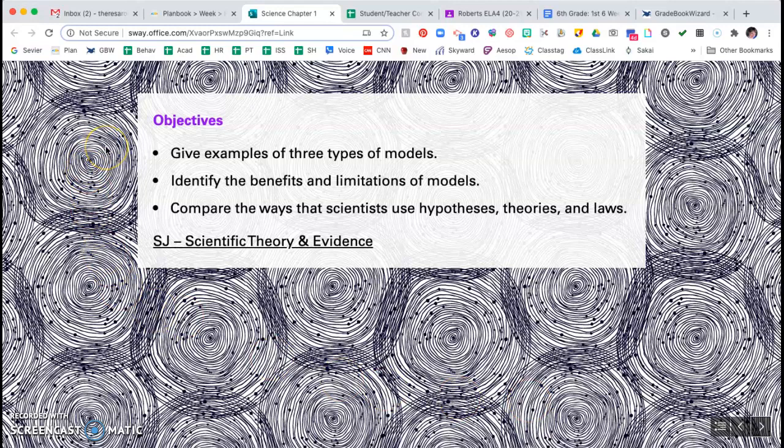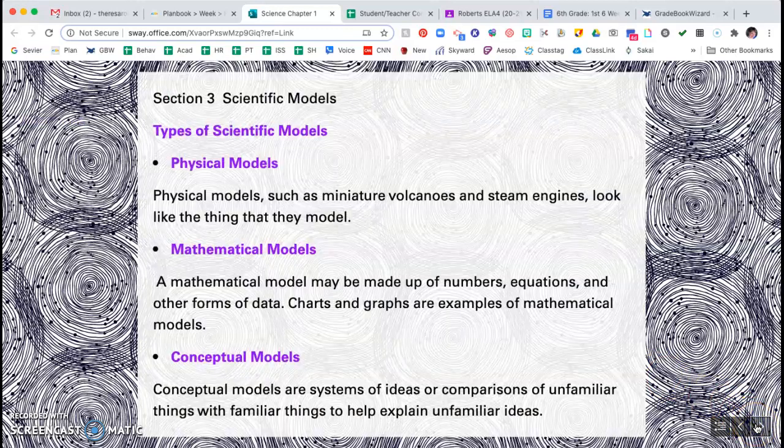Our objectives today, you should be able to give examples of 3 types of models, identify the benefits and limitations of the models, and compare the ways that scientists use hypotheses, theories, and laws. And again, all videos will be attached to the lesson.